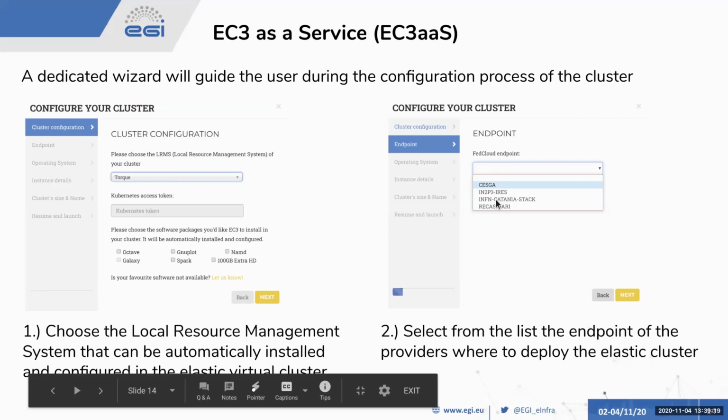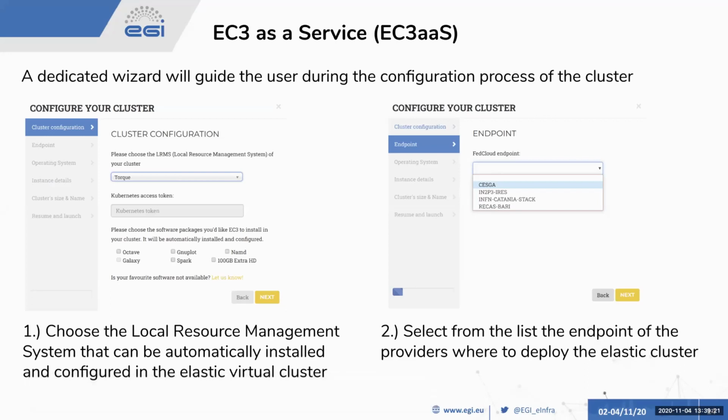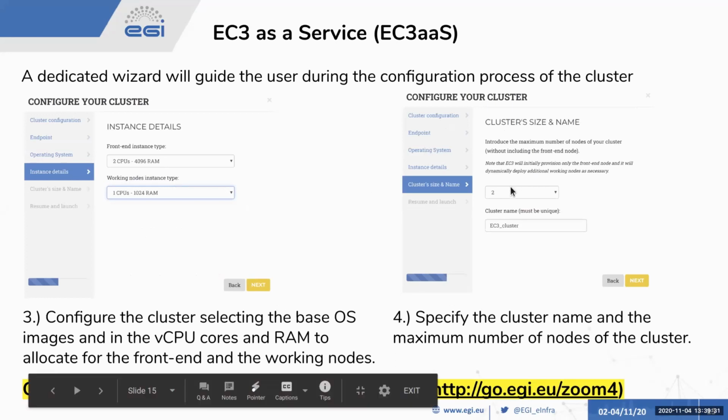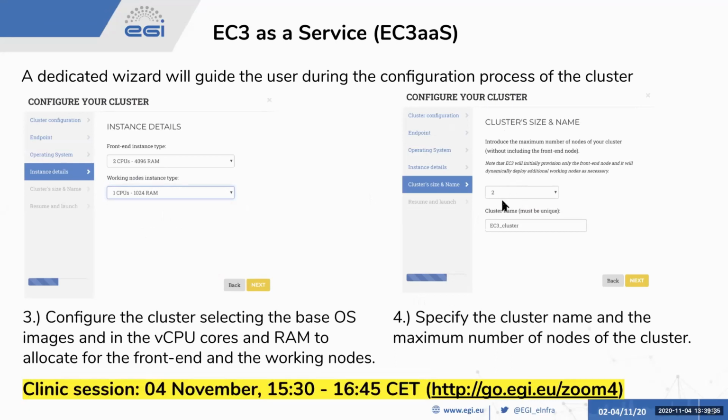In the second step, you select the endpoint. This is one of the available providers of the federation where you can deploy your cluster. You can select the front end and the working node instance type. And in the last step, you select the maximum size of the cluster. So in this case, 2, and you can put a label to identify the name of the cluster.